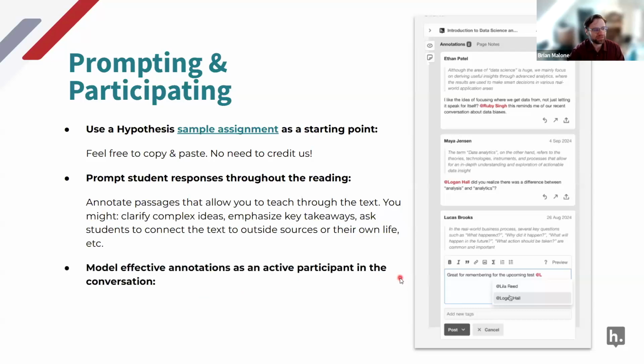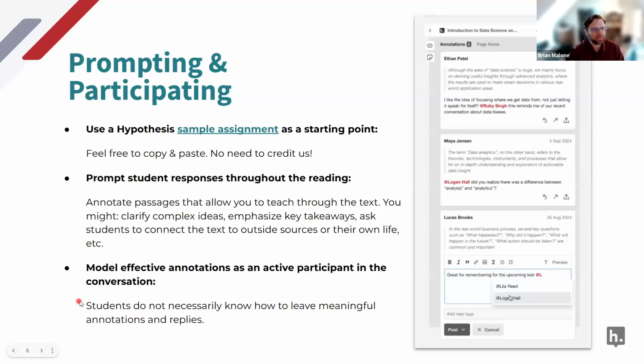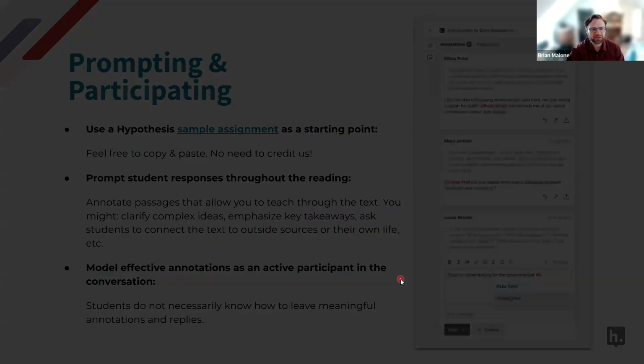And then there's modeling effective annotations as an active participant in the conversation. Another powerful use of our tool is, of course, that the instructor can be present in the conversation. And if you're thinking, what is a good annotation from a student going to look like, then by participating in the conversation, you can follow your own model and show students what you're looking for. And again, the premise here is students don't necessarily know how to leave meaningful annotations and replies. So let's think about that. What does it mean to leave a meaningful annotation and reply?